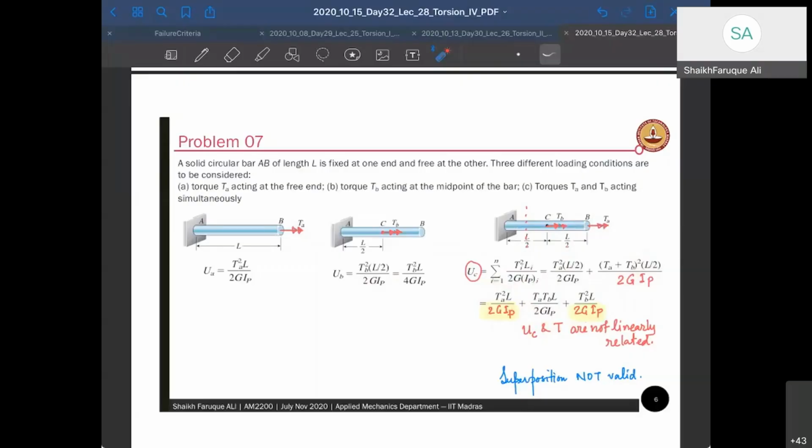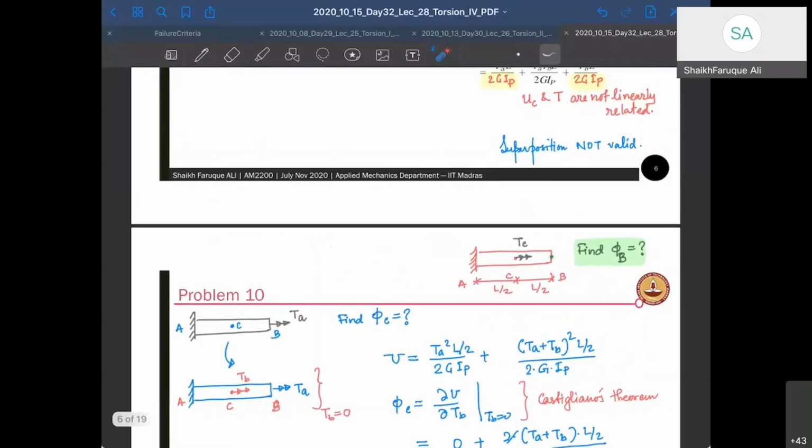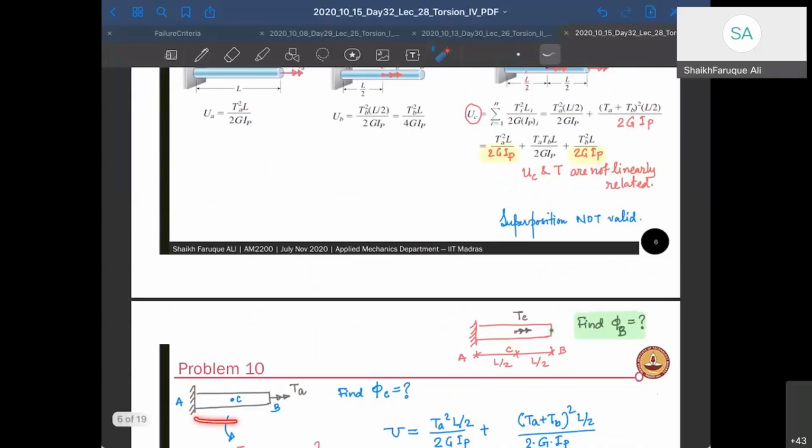Okay. Now, if I give you a problem like this, see the lower part of the picture. It's a shaft of length L, let's say, and there is a point A which is fixed, and there is a point B where a torque is applied. And I ask you, what will be the twist at C? How are you going to do it?